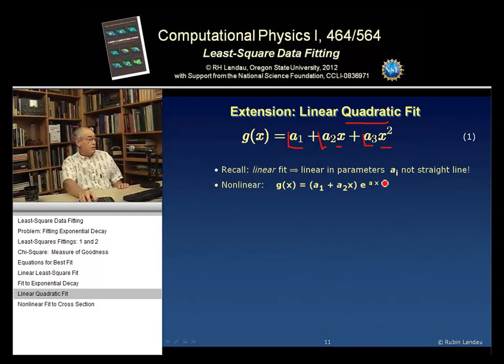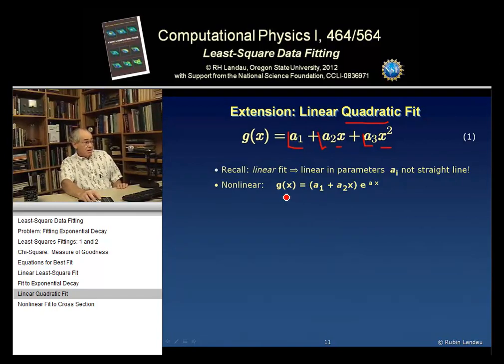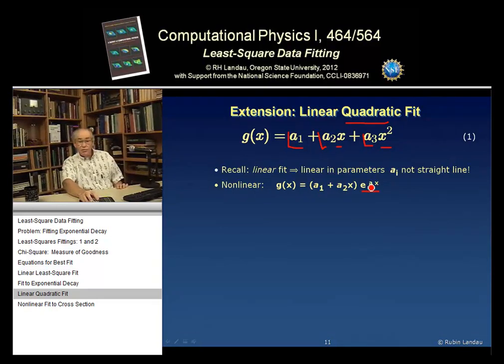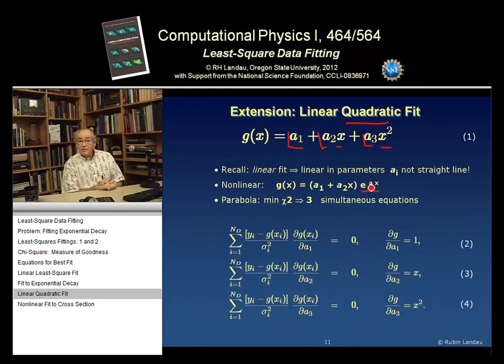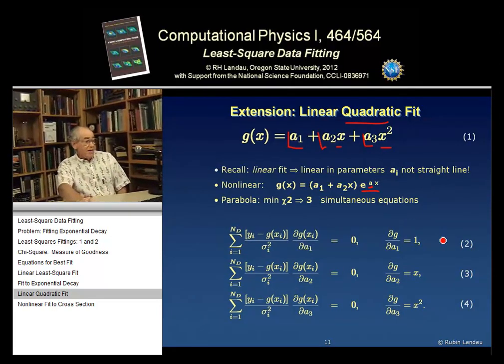What would a nonlinear fit be like? Well, let's say we wanted to fit the function, as I show here, that has an exponential, a in the exponent. Well, that would be nonlinear because a is now not linear. This function's not linear in a, but rather it's exponential in a. Okay, so that would be an example. I won't work out the details here. In fact, I worked them out and I put them in the text, and you can look at them and some more.